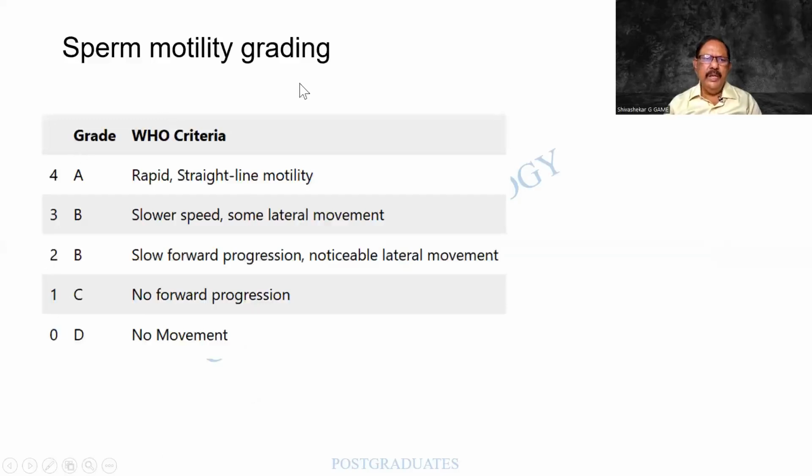The sperm motility and the grading. So this is the grading and you people will have to memorize it. 0 is no movement, 1 is no forward progression, it just moves something like a Brownian movement, and 2 is a slow forward progression, and 3 is slower speed, 3B, and there is a lateral movement. Finally, there is a rapid movement. We used to call it a darting motility, as in the case of Vibrio cholerae.